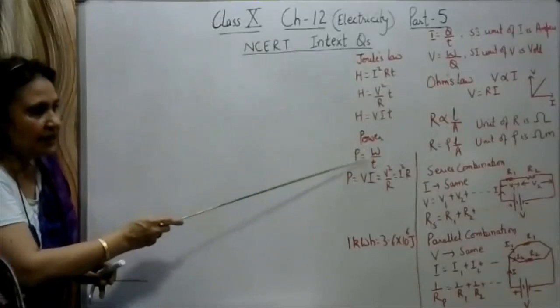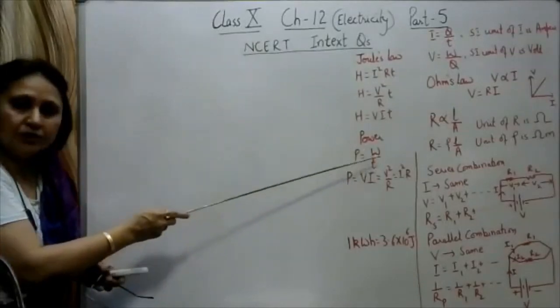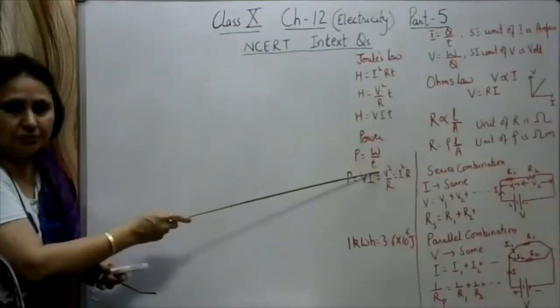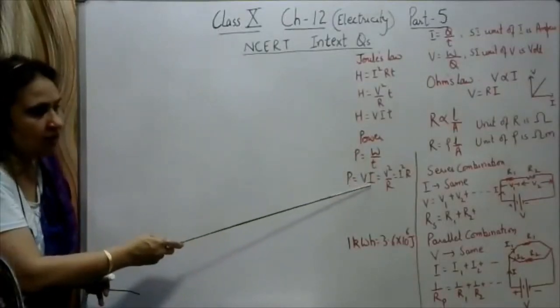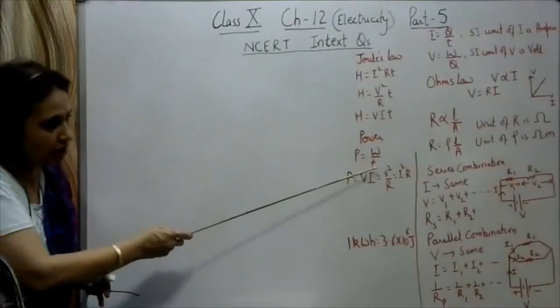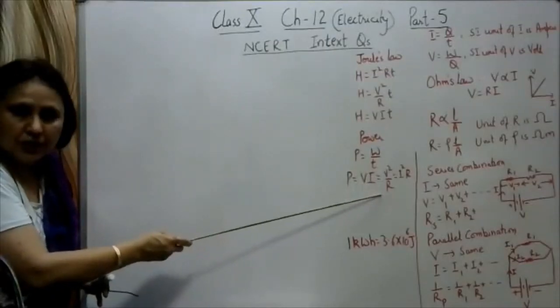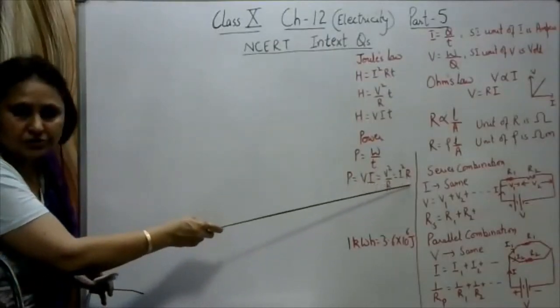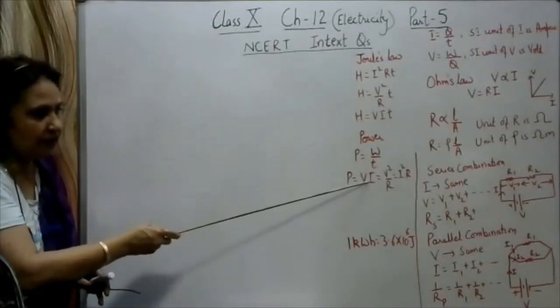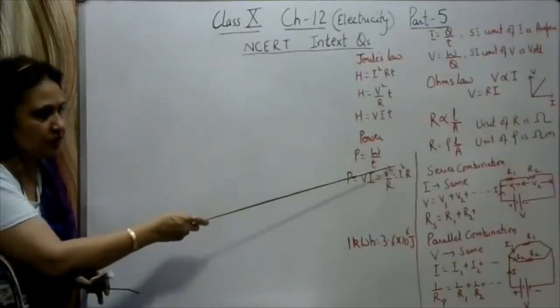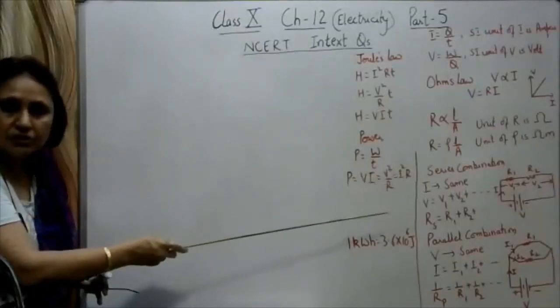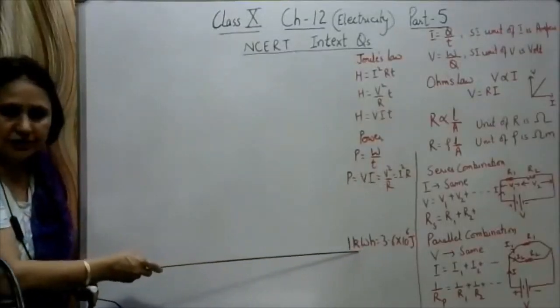Electrical power is the electrical work done per unit time, or you may say electrical energy consumed per unit time. The expression of electric power is equal to V into I, or it is equal to V square upon R, or it is equal to I square into R. So depending on the case, if V is constant, we'll use the formula power is equal to V square upon R. If I is constant, we'll use the formula P is equal to I square into R.